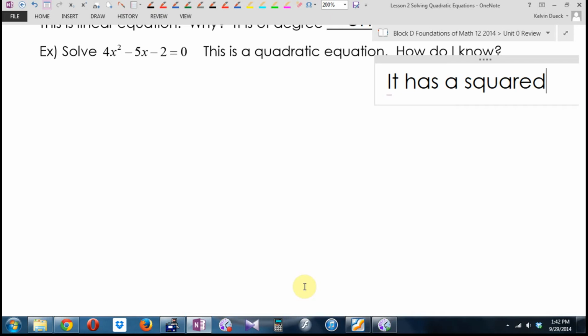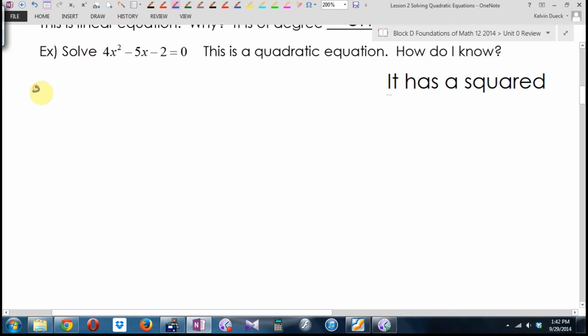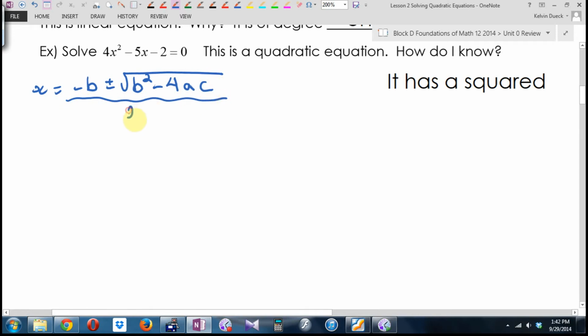Maybe. So the quadratic formula says this. X equals negative b plus or minus the square root of b squared minus 4ac, all over 2a. How many of you saw that last year? Okay.